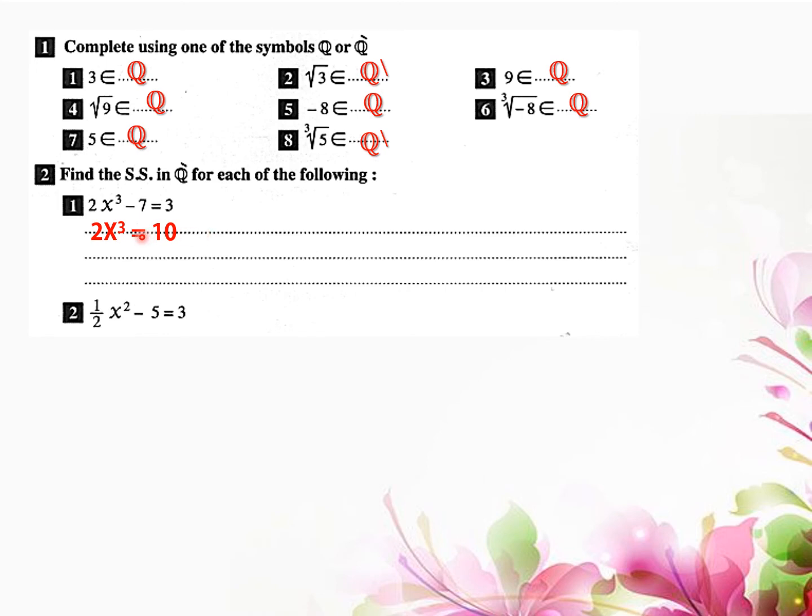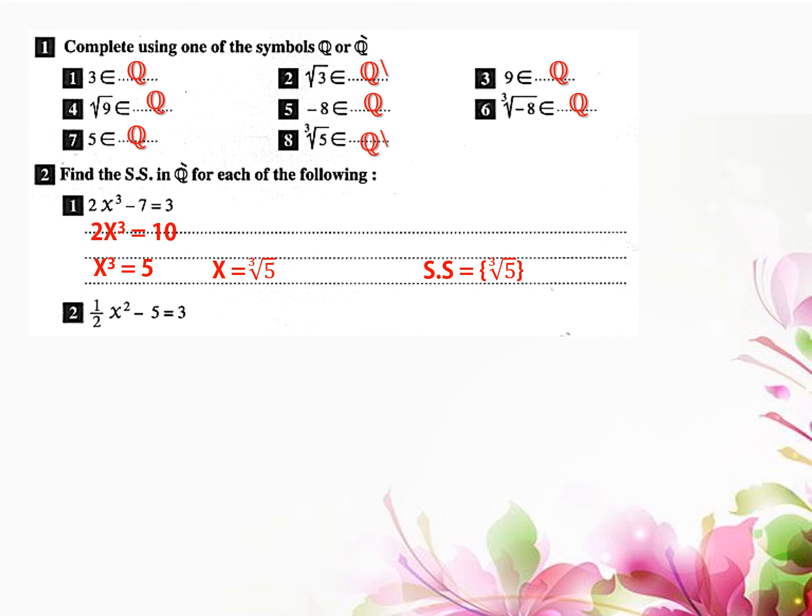Now we want to remove 2 from the left side. We will move it to the right side by inverse operation. It will be 10 divided by 2. So x power 3 equals 5. The inverse operation for x cube, or power 3, is the cube root. Then x will be cube root of 5. The number cube root of 5 is an irrational number. Then the solution set will be cube root of 5.